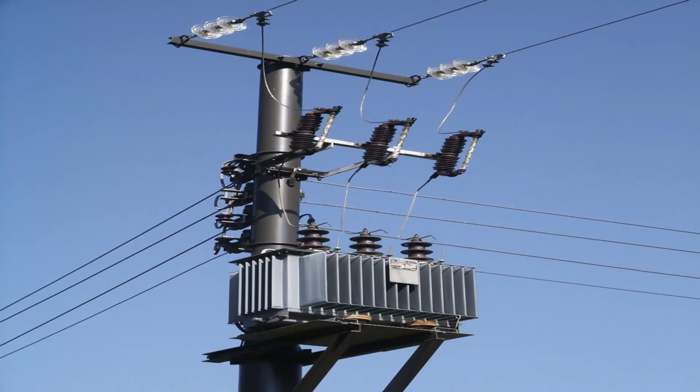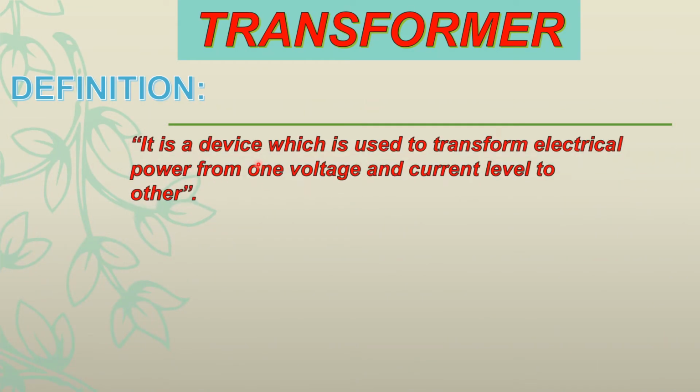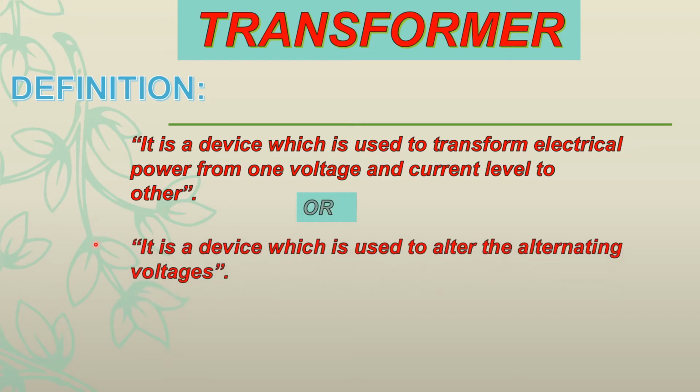Our today's topic is transformer. Transformer is a device which is used to transform electrical power from one voltage and current level to the other. We use transformer for getting our desired voltage. It is a device which is used to alter the alternating voltages.